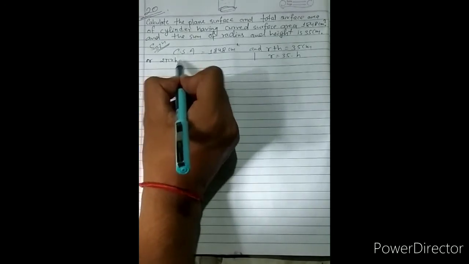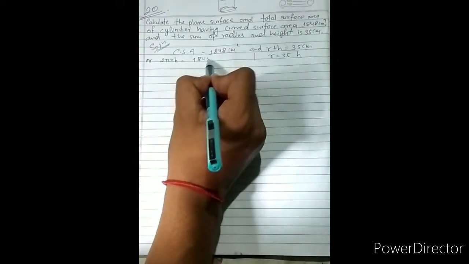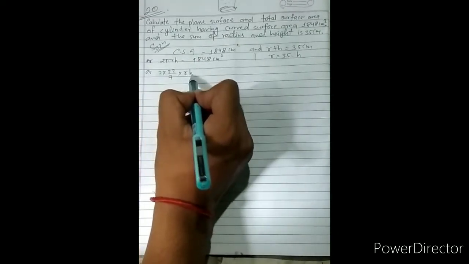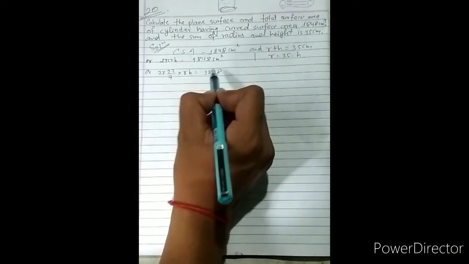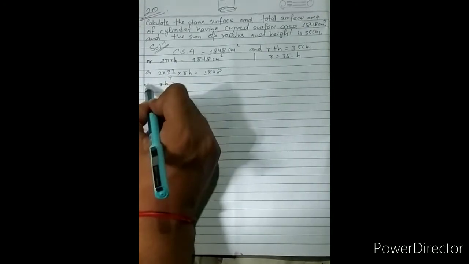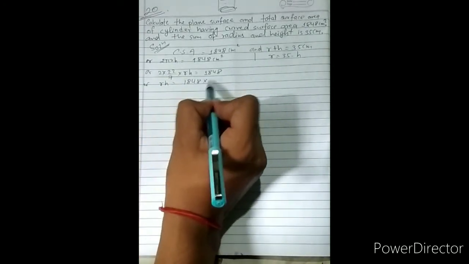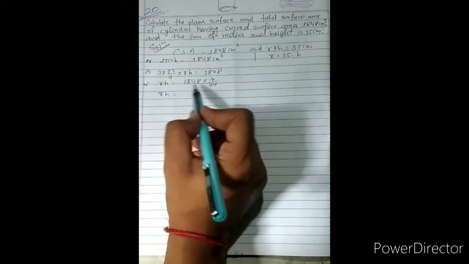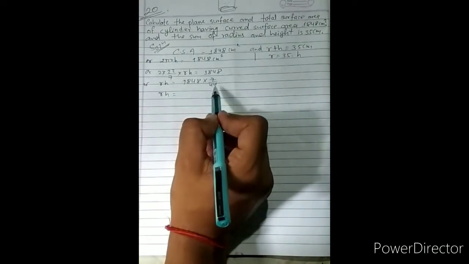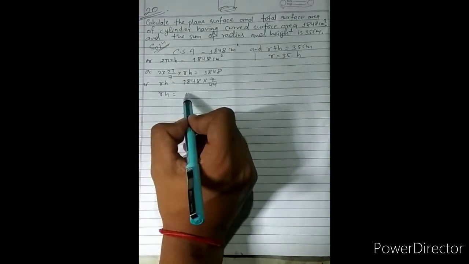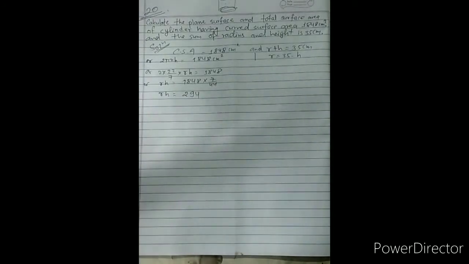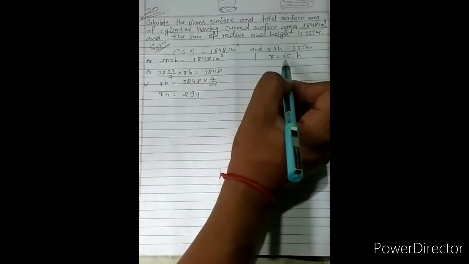2 pi r h is equal to 1848 centimeter square. 22 by 7 r h is equal to 1848. R into h is equal to 1848 into 7 by 44. This into this divided by 44, how much will you get? 294. Now in the place of r we can write 35 minus h.